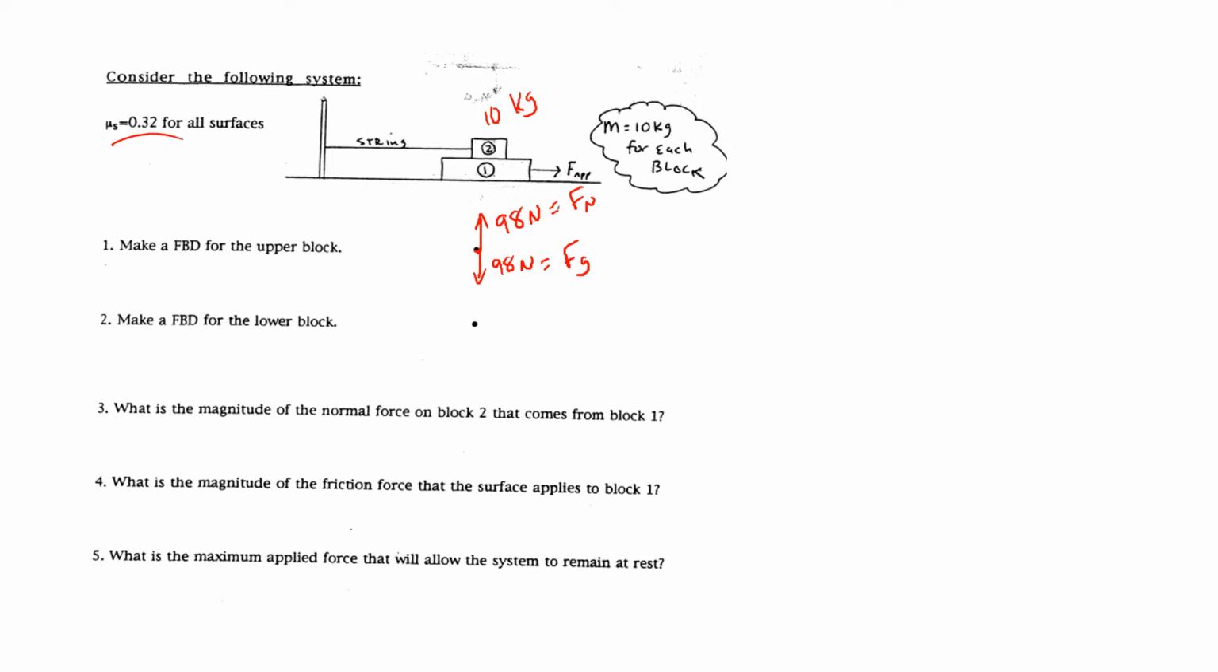Now, theoretically, this box is not going to be moving, so everything should cancel out. So what's going this way is the force of tension, right? Now, when we pull the lower block out, it's going to pull with friction this way. So this is going to be F of F, force of friction. Ta-da! So that's good enough. Alright, make a free body diagram for the lower block.